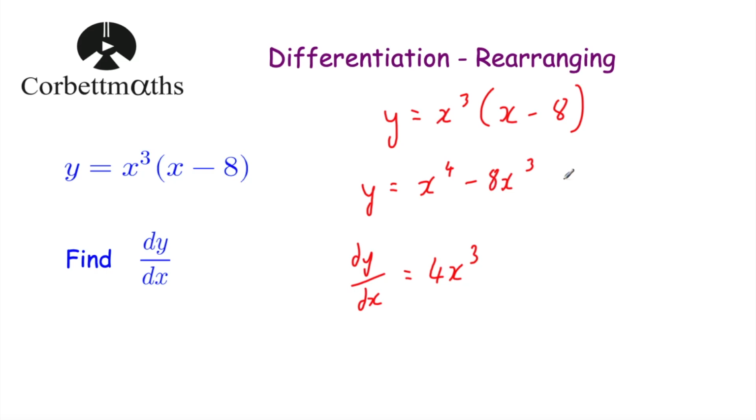So we've got minus 8, but we're going to bring down the 3, so we're going to times that minus 8 by 3, so that'll be minus 24x, and then we're going to reduce the power by 1. It was 3, we'll reduce that by 1, so then go to 2, or squared, and that's it. So dy by dx is equal to 4x cubed minus 24x squared. So in this question, we needed to expand the bracket before we could differentiate. Let's have a look at our next question.